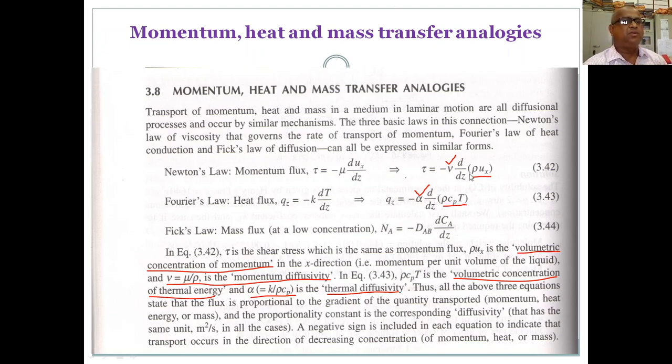Because this is momentum per unit volume, this is heat energy per unit volume, this is moles per unit volume, and this nu, alpha, D, these are all diffusivities. This is momentum diffusivity, this is thermal diffusivity, this is mass diffusivity, and all have the unit meter squared per second. Now let's see how it comes. Okay, but it is for laminar flow.